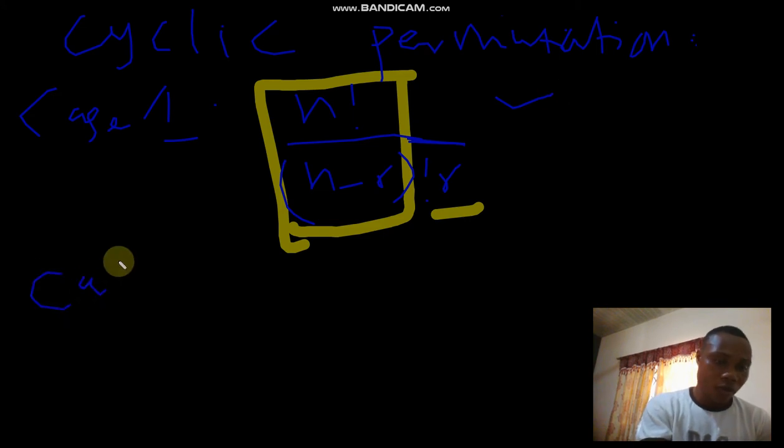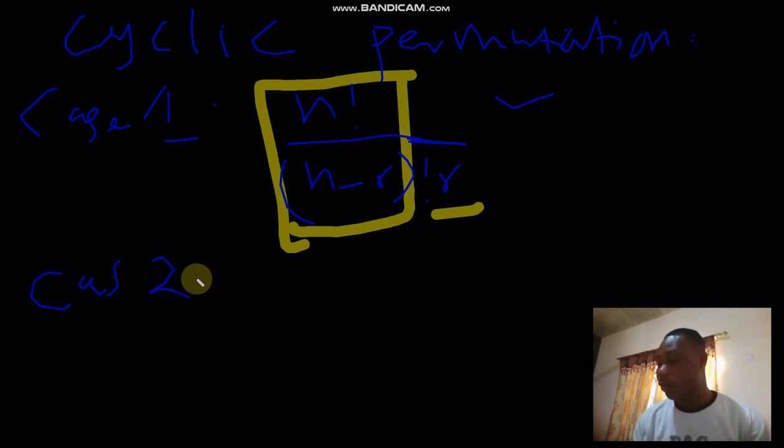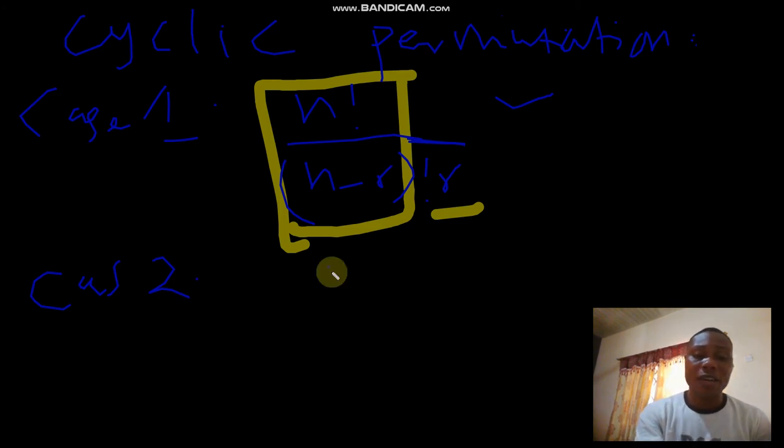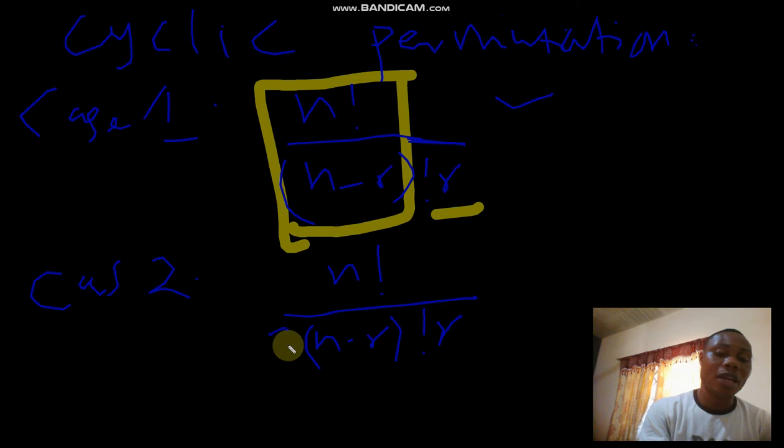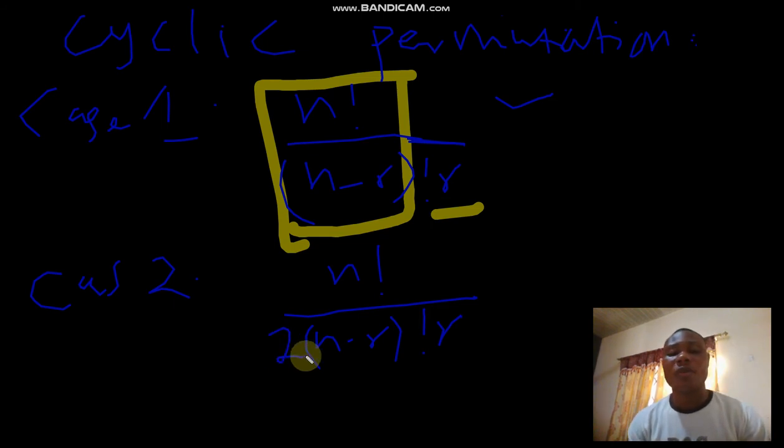Case 2: what if the number of ways of r objects chosen from n different objects can be arranged in a ring? So what if it's in a ring? We have n factorial over (n minus r) factorial times r, times 2. So it's the same formula as the first case when it's in a circle, but we just multiply the denominator by 2 and we are done. That is all.